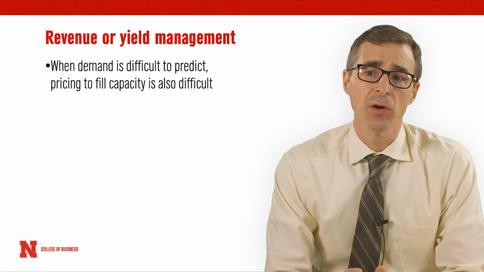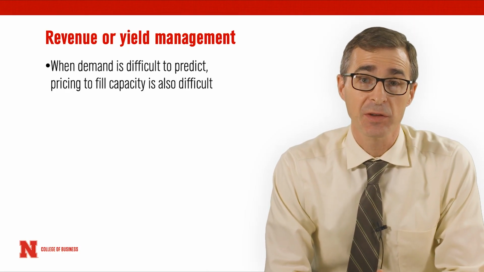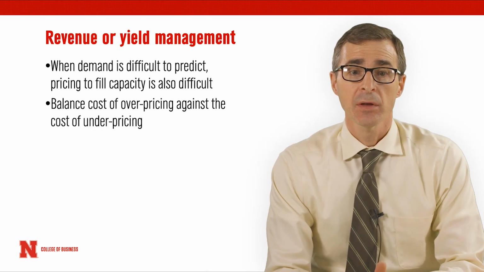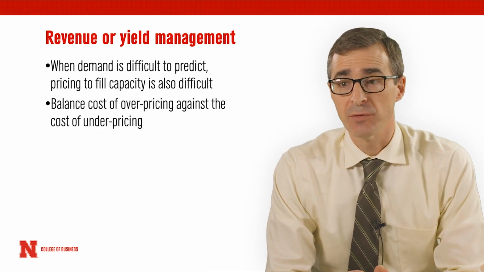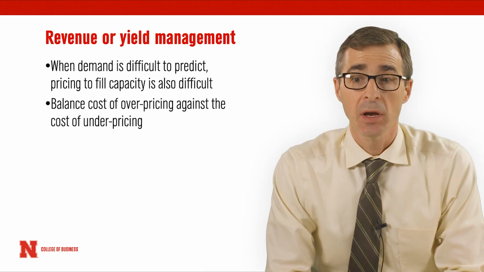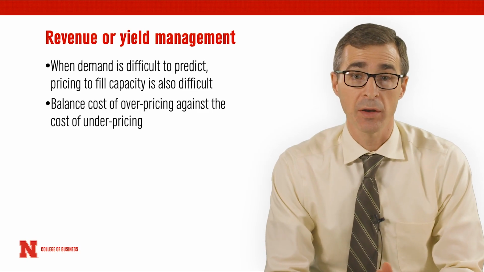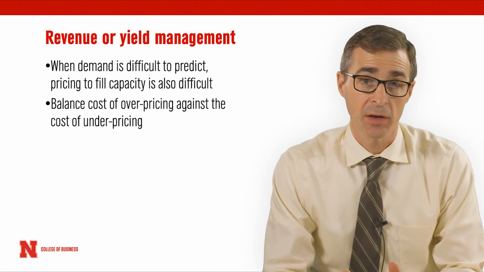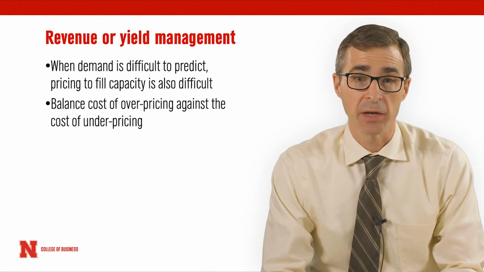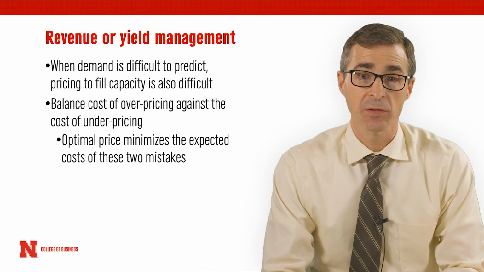When demand is difficult to predict, pricing to fill capacity is also a difficult task. And so to maximize the expected or average profits, the firm has to balance the cost of overpricing, which is the lost profit on unsold capacity, against the cost of underpricing, which is lower margins on a full-to-capacity stadium, airplane, or venue. The optimal price minimizes the expected cost of these two mistakes.